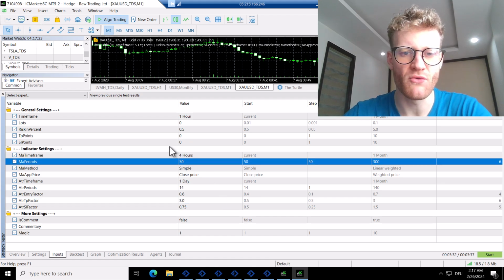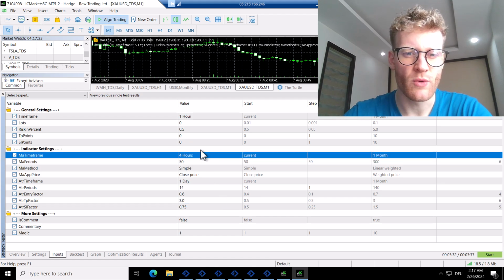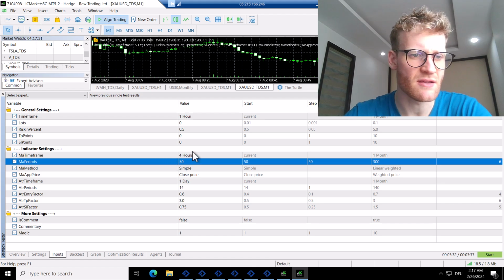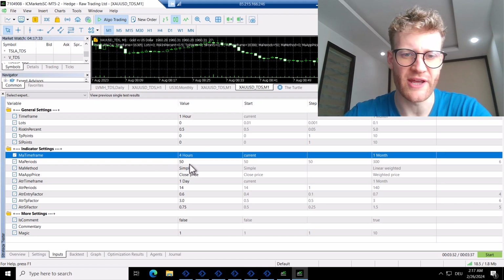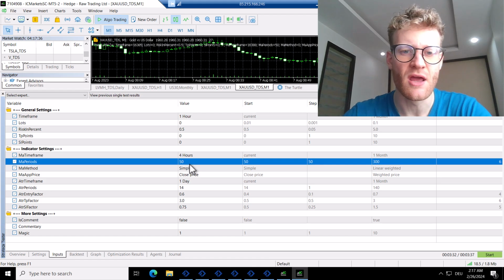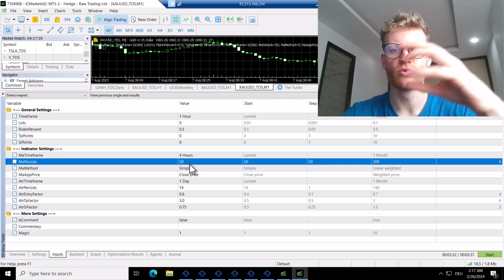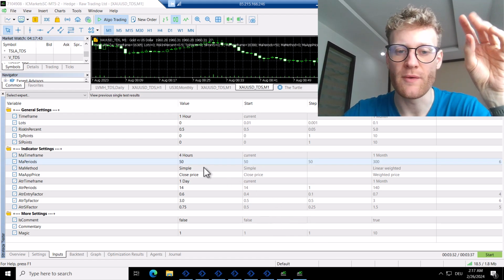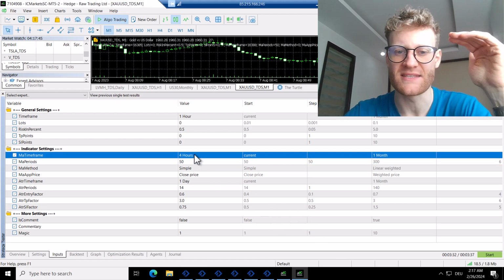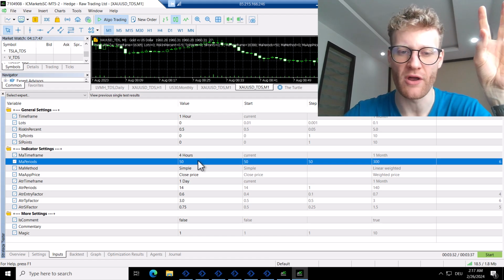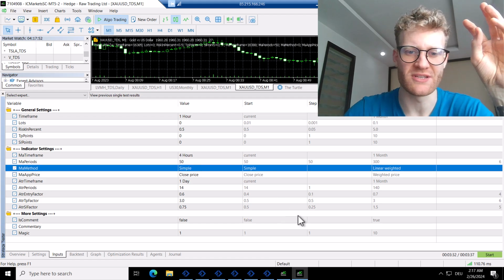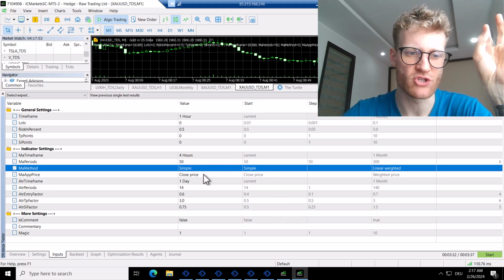We do have a moving average filter, which is used here on the 4 hour time frame. So we can see that this moving average filter is used on a 4 hour time frame. It's a 50 period moving average. So we are using a higher time frame moving average to filter the direction, and we place buy orders if the price is above the moving average. We place sell orders if the price is below the moving average. The moving average method is simple and we apply the moving average to the close price.